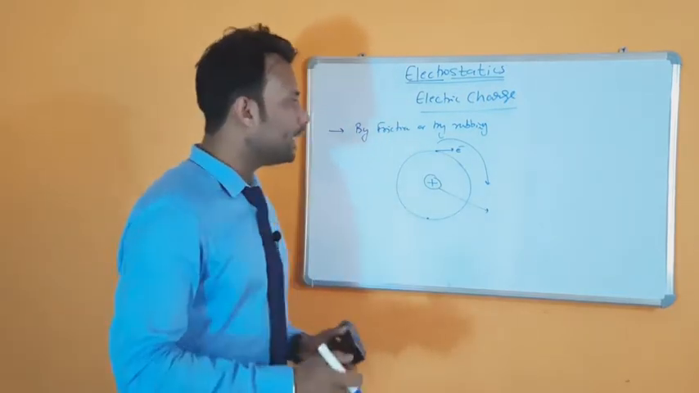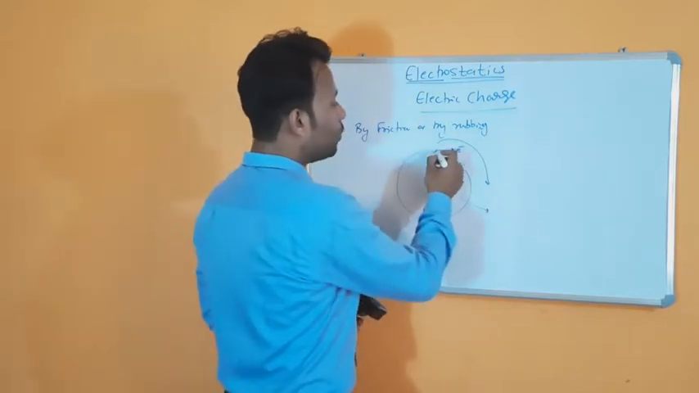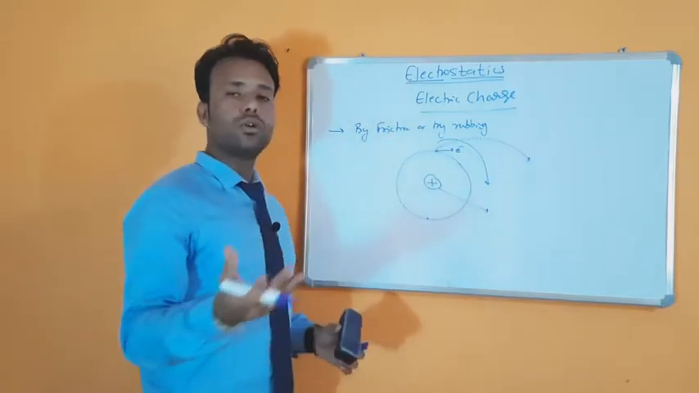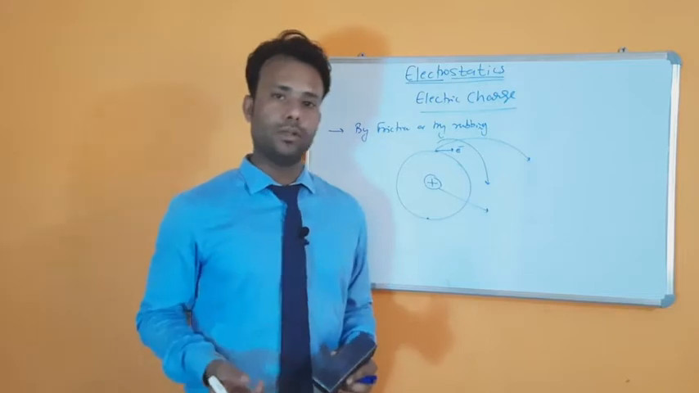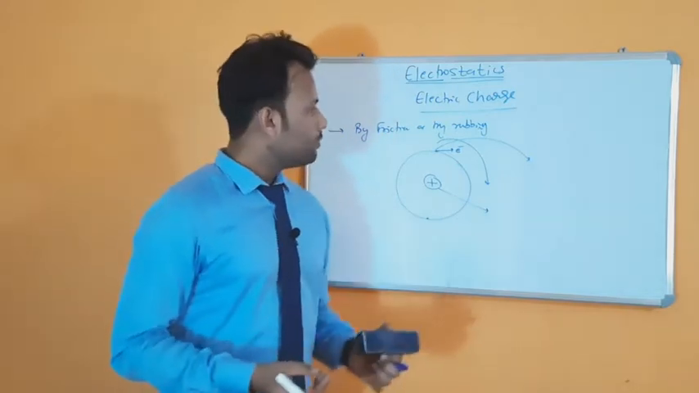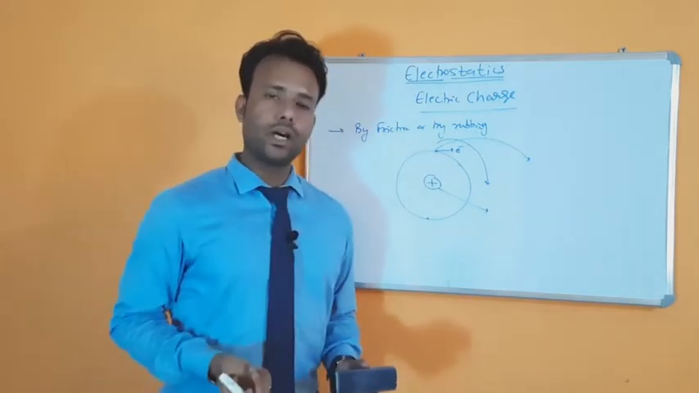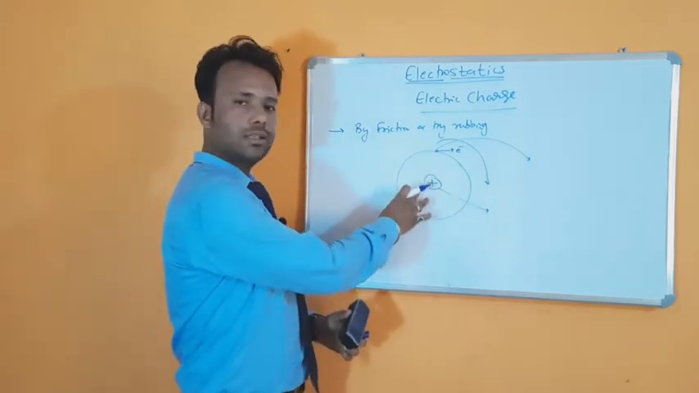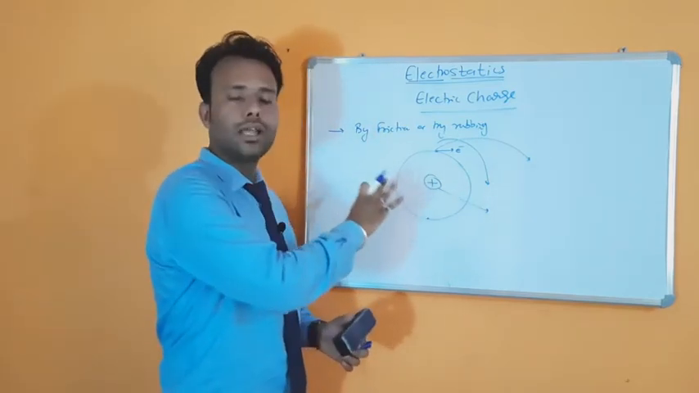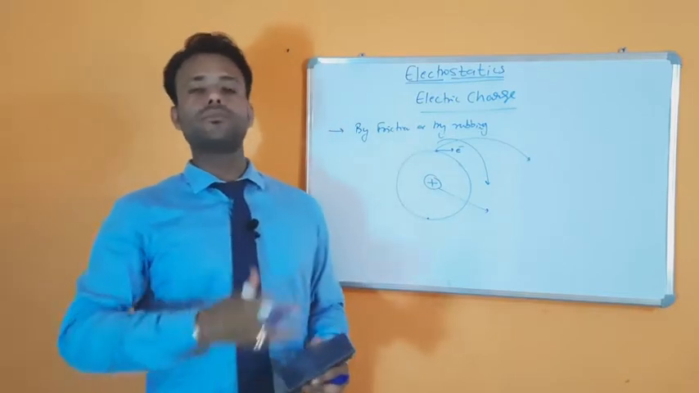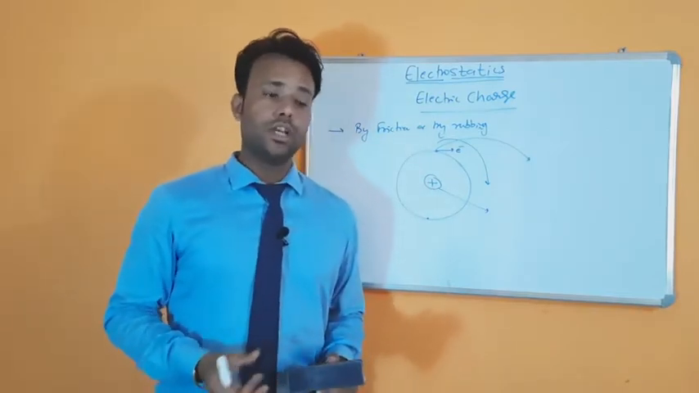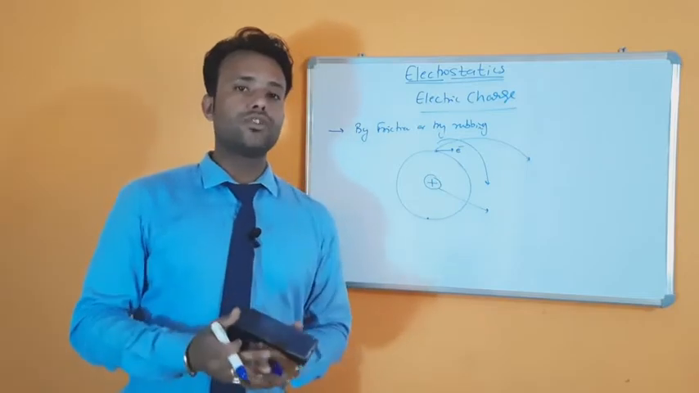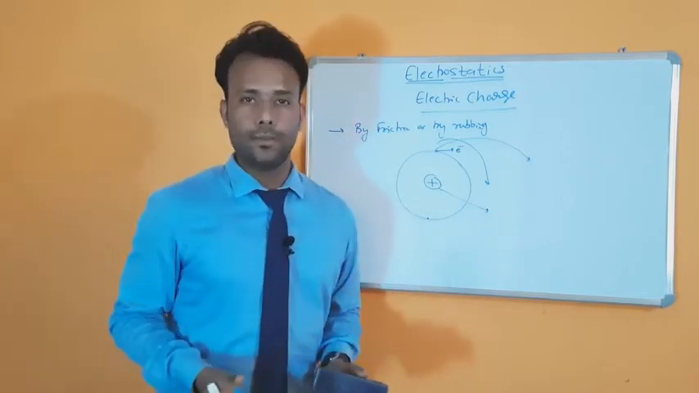But what if we remove one electron or some electrons from that body? What will happen? This body loses some of its negative charge, but we know that the positive charge is inside the nucleus. We are not touching it. That means this body becomes positively charged. So this is how positive charge can arise on any body.